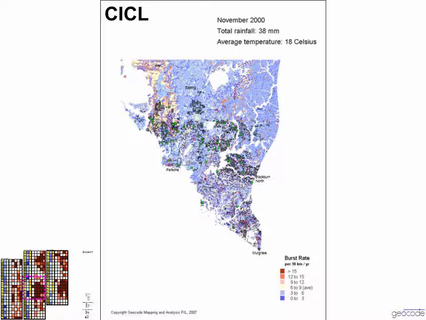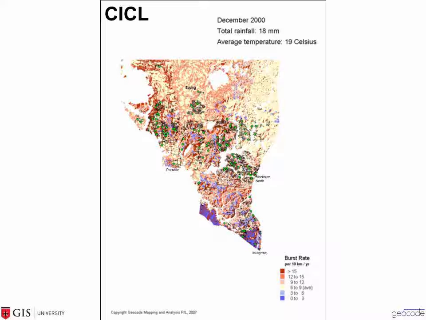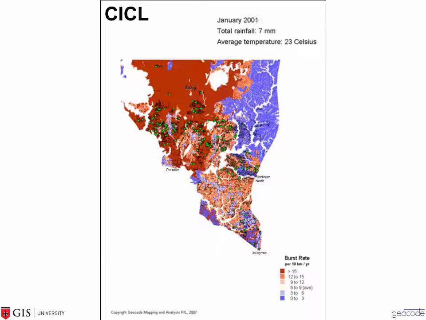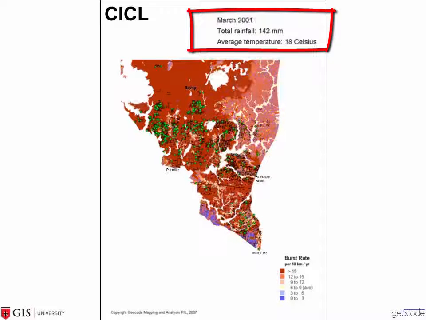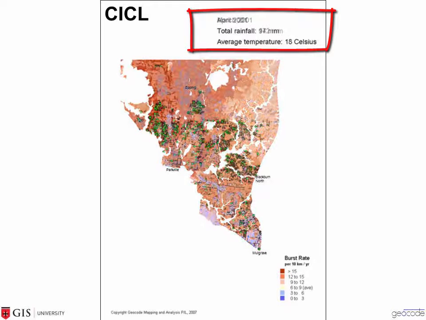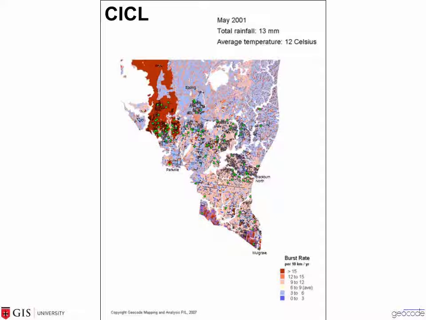So you might want to see these again. I'll just quickly run through those again. Temperature and rainfall and month up here. And of course, as more red appears, the failure rates are increasing.